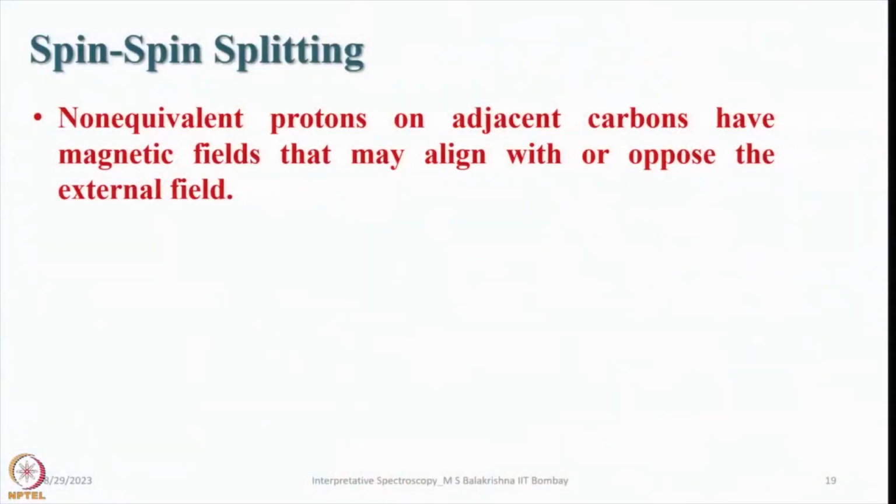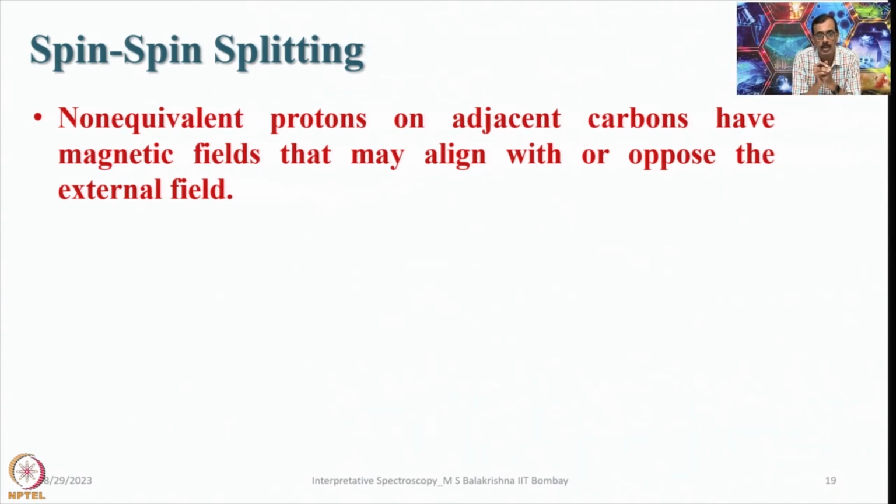What is spin-spin splitting? Non-equivalent protons on adjacent carbons have magnetic fields that may align with or oppose the external field. You should remember, when we are subjecting a molecule to the magnetic field under NMR conditions, let us consider an ethanol molecule here. When I am focusing on this methyl group, what happens, circulation of electron density also induces a magnetic field, and that can be aligned or oppose the magnetic field. Based on that, we get a chemical shift at some region.